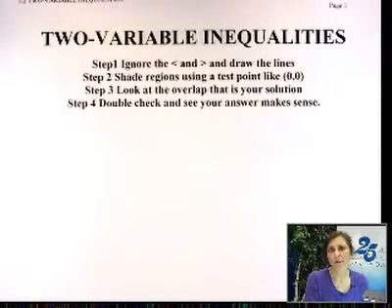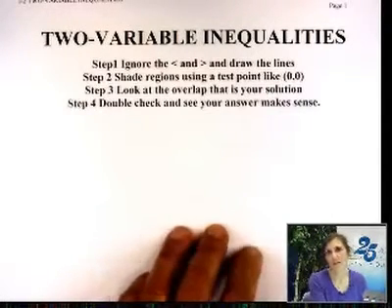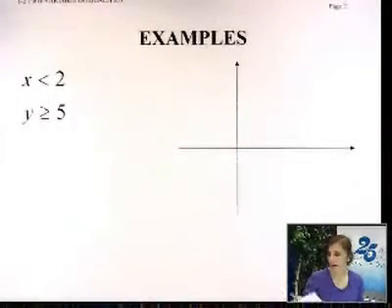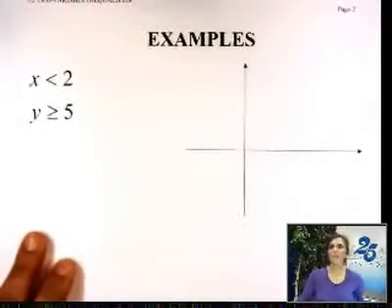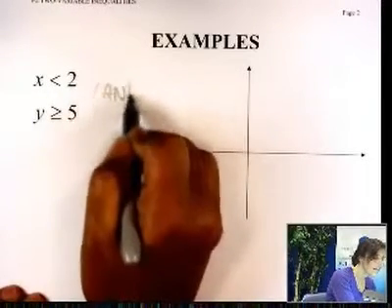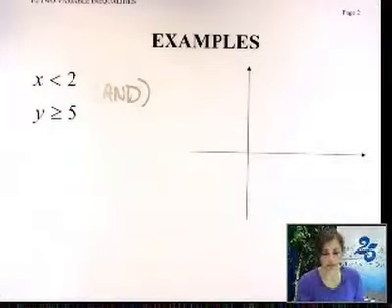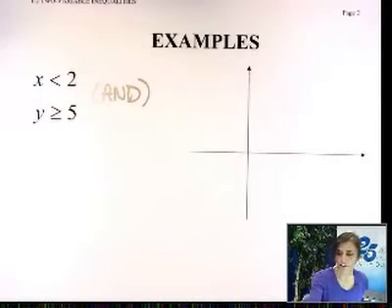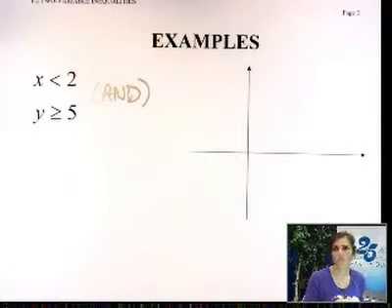Look at the overlap. And if there is nothing in there in terms of and or, you always assume it's an and when you're talking about a system. If they want or, they will tell you it's an or. Double check and see if your answer makes sense or not, and you're done. Now, like I said, there's nothing between these two, so that implies that there is an and. If there was an or, they would have told you.